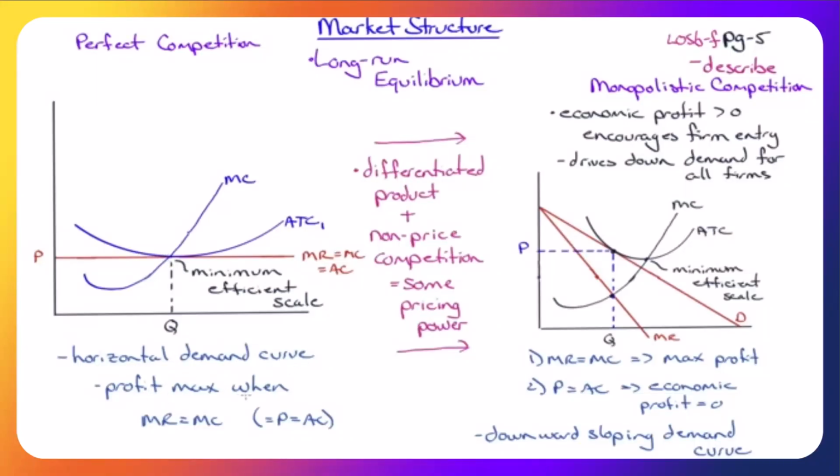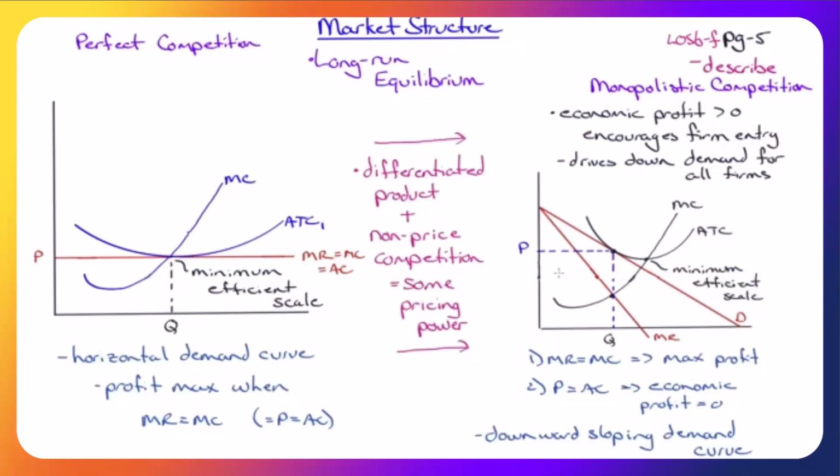Horizontal demand curve, profit maximization when marginal revenue equals marginal cost. But in this situation, we also have price equals average cost. For monopolistic competition, we can make the same argument. Economic profit greater than zero will encourage firm entry. As more firms enter the industry, they start to take customers away from existing firms in the industry. The demand for every company's products will drop because as more suppliers come into the industry, they do take customers away. So what happens is the demand curve all the way along starts to shift inwards.